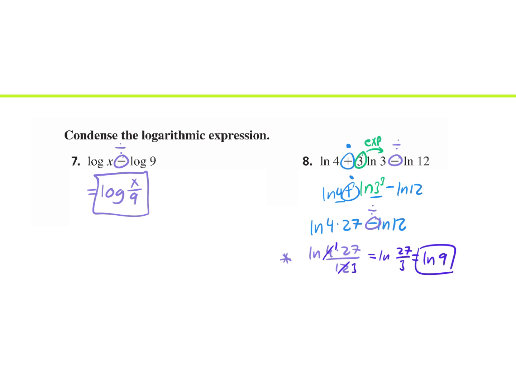And that's it for expanding and condensing. Condensing, we just want to make it into a smaller expression. Expanding, we want to make it into a bigger one. And to do that, we use our properties of logs, the power property, the product property, and the quotient property. And then we also use these to evaluate some values given some information.